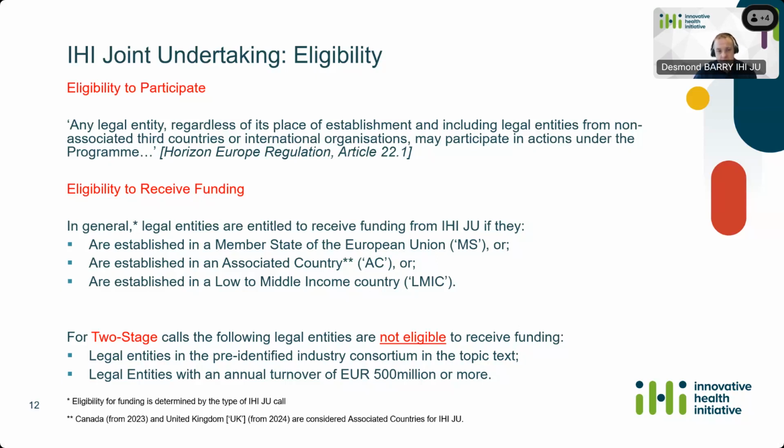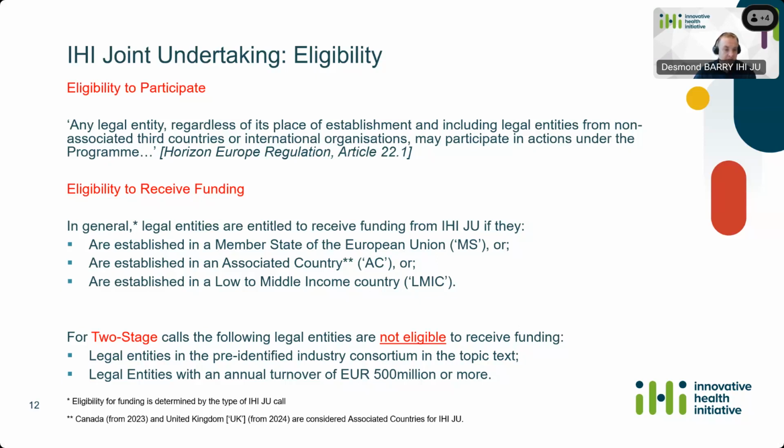The difference here is whether entities are eligible to receive funding. So going back to what we were talking about in the previous slide, legal entities can receive funding from IHI if they are established in a member state, so obviously that's the EU bloc, or you're established in an associated country. They were the ones we had colored yellow. So for example, as we said, Canada or Switzerland or the UK now, or South Korea. Or they're established in a low to middle income country, which was the very large green areas. As I said, a lot of countries in South America, a lot of countries in Africa, and also in Eurasia as well.